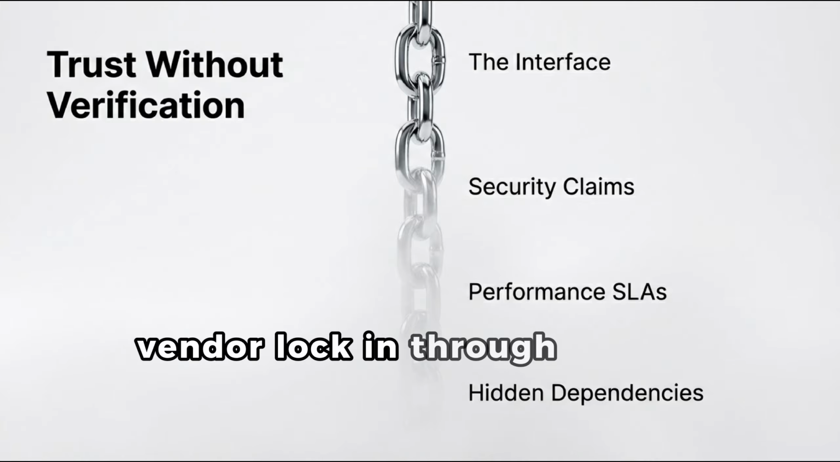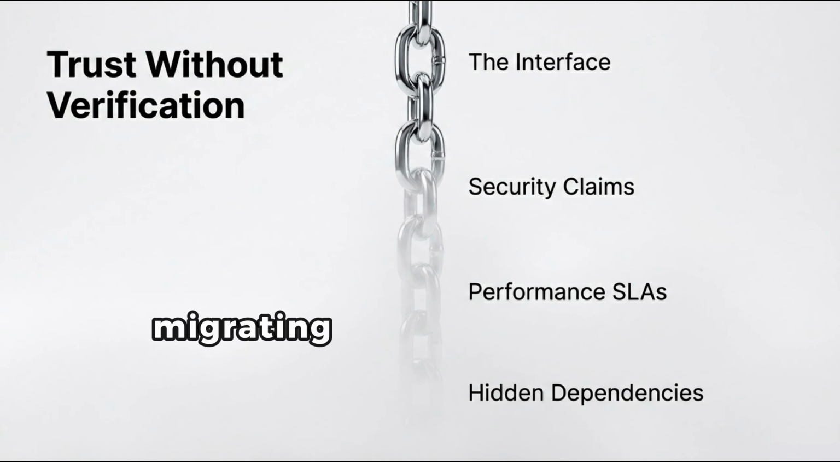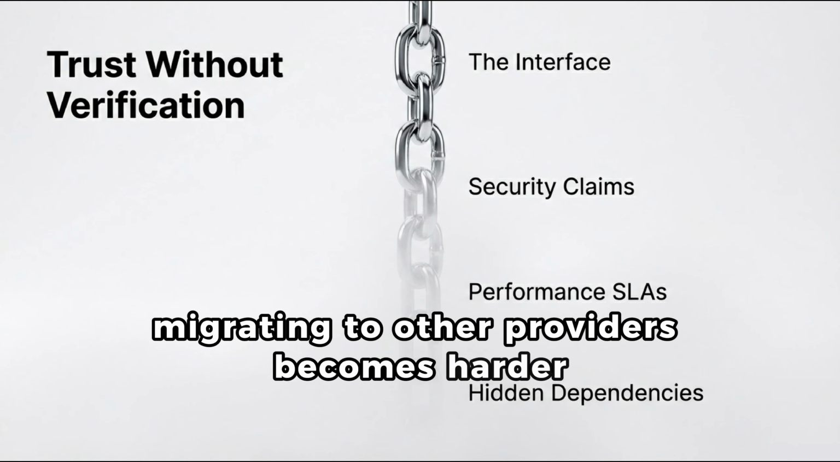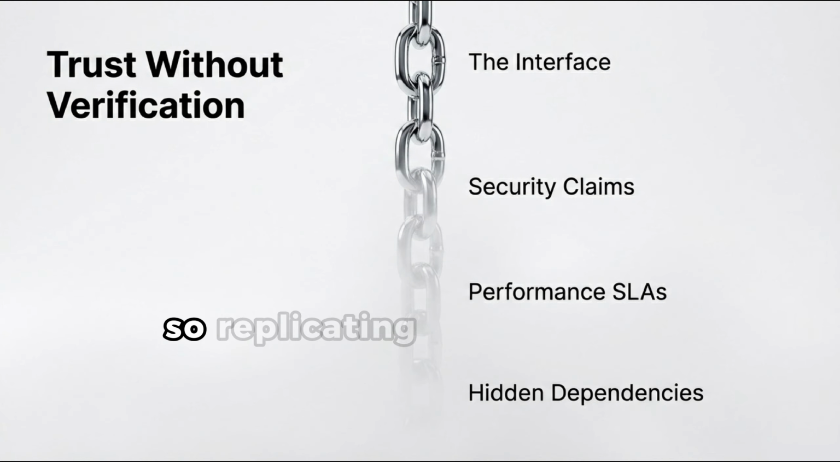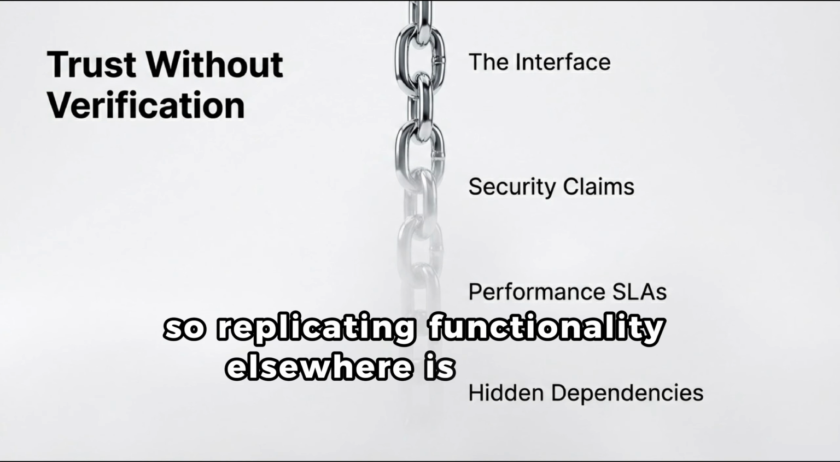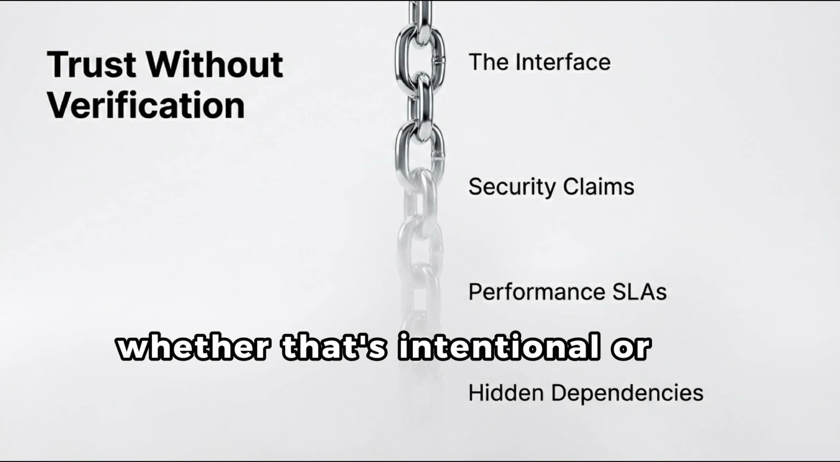Vendor lock-in through opacity. When implementation details are hidden, migrating to other providers becomes harder. You don't know exactly how the current provider implements features, so replicating functionality elsewhere is difficult. Hiding strengthens lock-in, whether that's intentional or not.